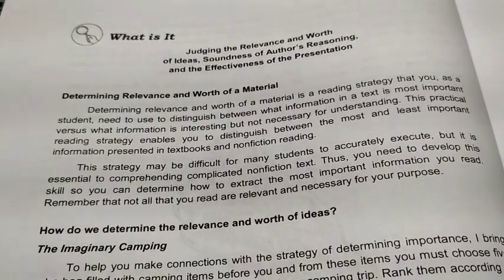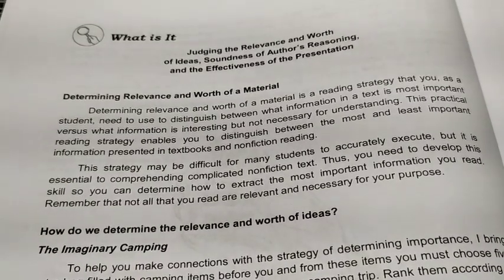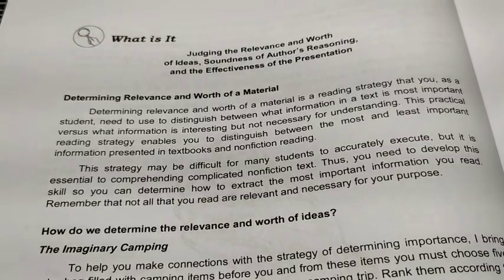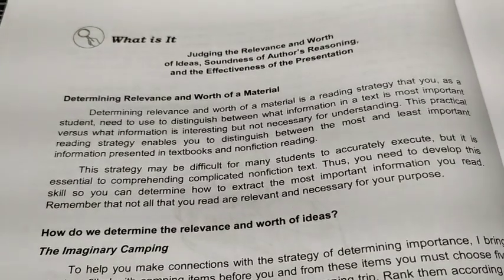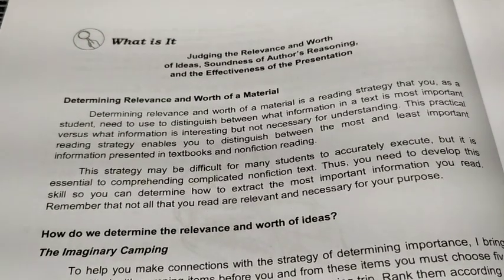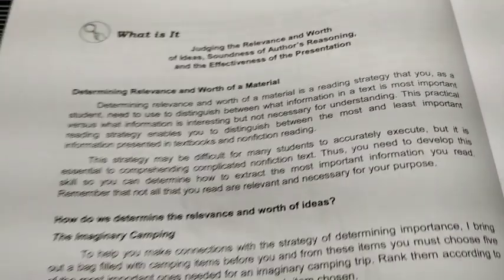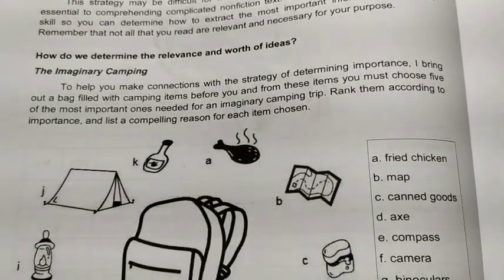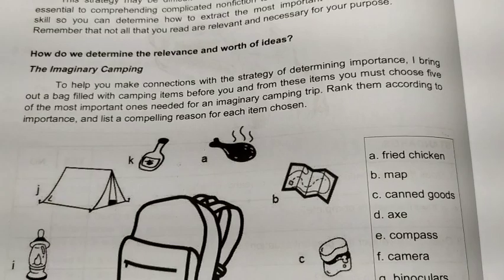So all information should be truthful, should be clear, should be connected to one another, because if it's not important, why do you need to include that? Then how do we determine the relevance and worth of ideas?